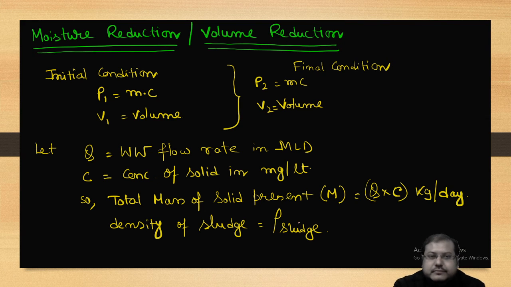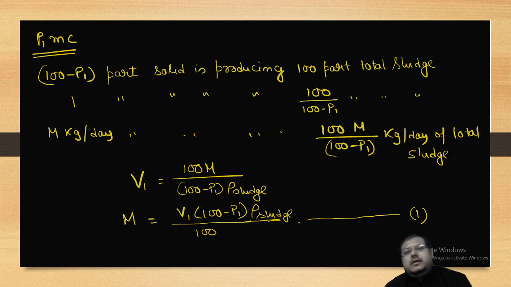Okay. Now for P1 moisture content. P1 moisture content means what? If the moisture content is 2%, then what will be the solid content? It's 100 minus P1, that is 98%. Or if the moisture content is 98%, the solid content is again 2%. I'm just giving an example. So 100 minus P1 part solid is producing 100 part of total sludge, whereas 1 part of solid is producing 100 by 100 minus P1 part of total sludge.